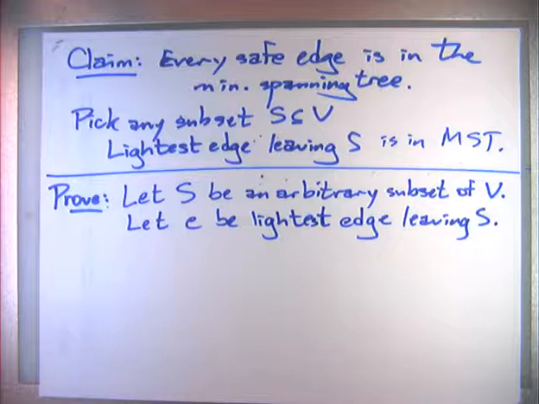So the way an exchange argument works is that, well, suppose not. Suppose I look at some other spanning tree that doesn't have E in it. Suppose the greedy choice, there's a better spanning tree that didn't make this greedy choice. Then by exchanging E for something else in that other spanning tree, I can make the spanning tree better. By making it look more greedy, I can make the total weight smaller.